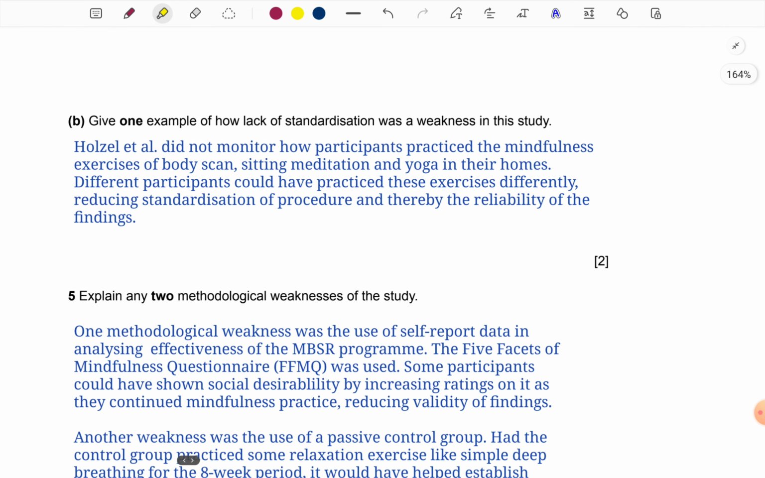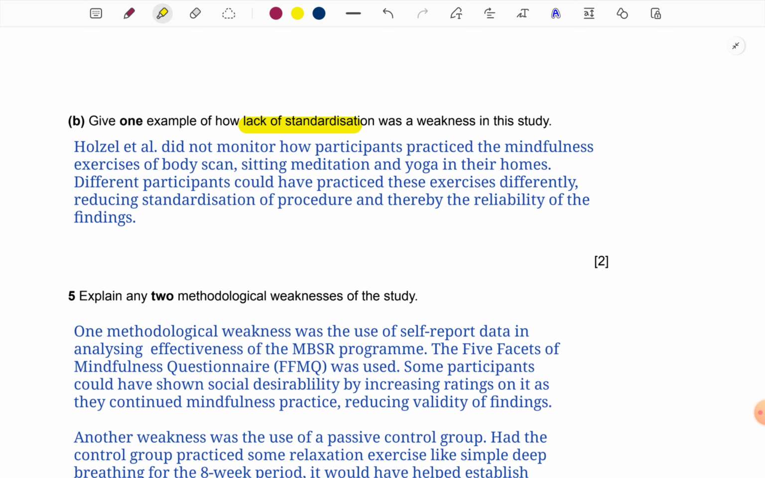Okay, now coming to little AO2 and AO3 type of questions. So first there's an AO3 type of evaluative question: give one example of how lack of standardization was a weakness in this study. As such, the procedure seems highly standardized in the Holzel et al. study because the group meetings are fixed and the duration of the program is fixed.